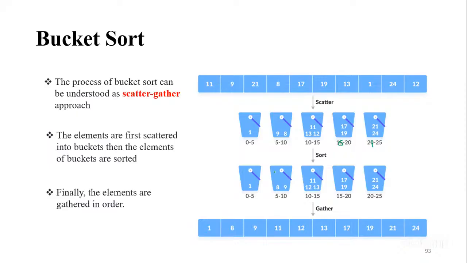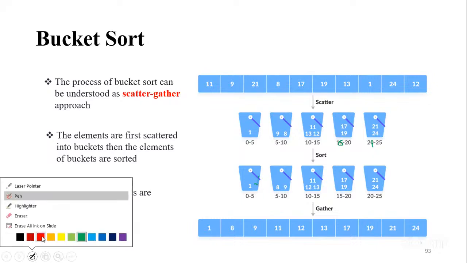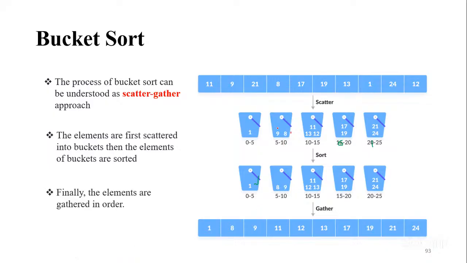Now, by using any sorting algorithm, we need to sort these buckets individually. This is one element, no need to implement. We have 2 elements, implement any sorting algorithm to sort that. After sorting, 8, 9. 11, 13, 12. We can use insertion sort, bubble sort, whatever might be suitable. You can use that sorting algorithm and that will be arranged in sorted order: 11, 12, 13.